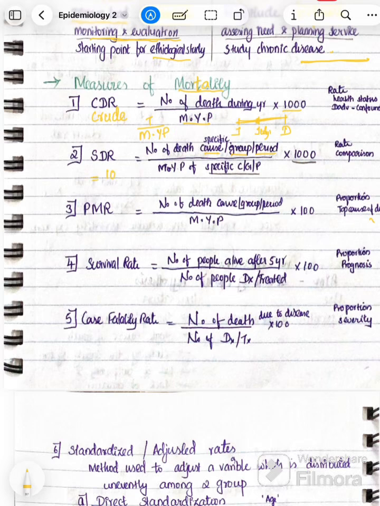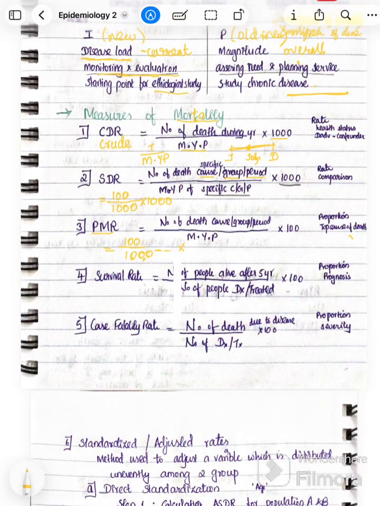For example, number of deaths due to TB is 100 divided by total people, which is 1000, multiplier is 1000. This is specific death rate. Okay, now proportional mortality rate. TB death is 100, but in mid-year population, in total population, a proportion is always a percentage, no? Multiplier is 100, here multiplier is 1000. That is the difference.